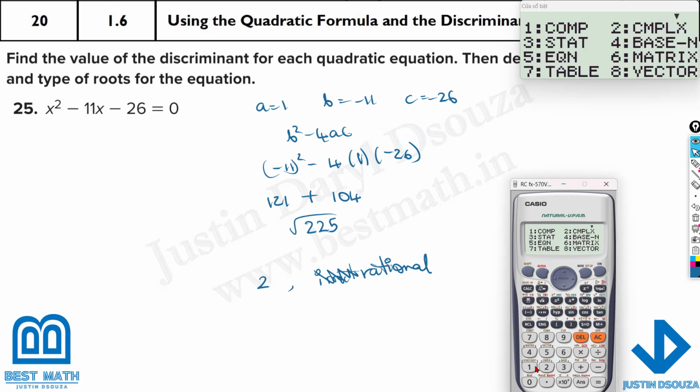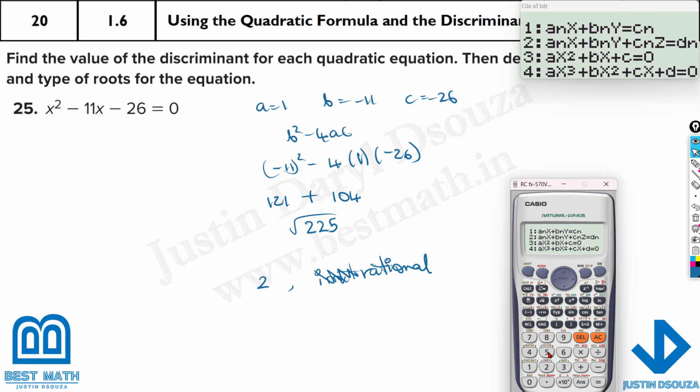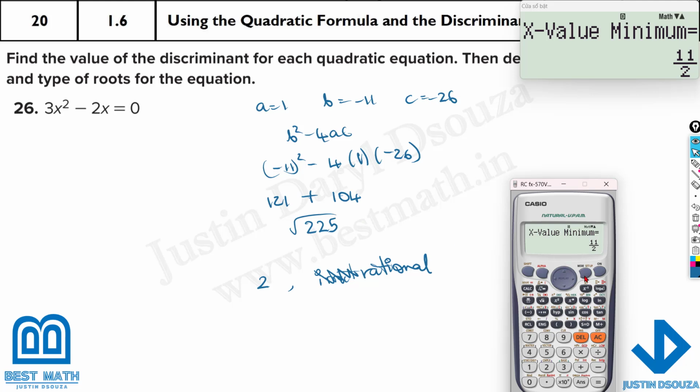Let me show you. Square root of 225 will be 15. And if you just press mode 5 and 3 and now type the given question 1, -11, -26, you can see the answers are 13 and -2. Those are the 2 roots. And they are rational. Why? Because they're whole numbers, rational numbers. Similarly, try the others. You can just check it in your calculator first.